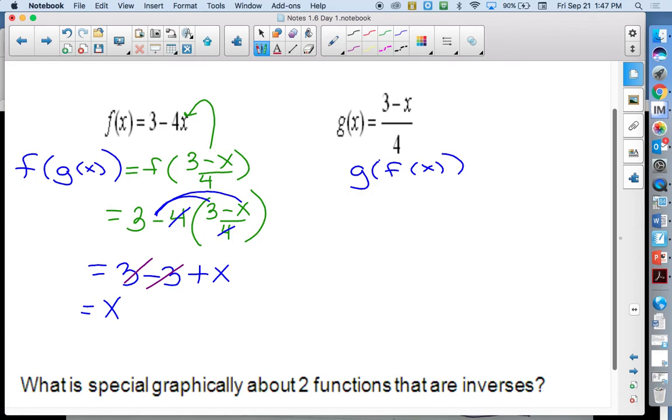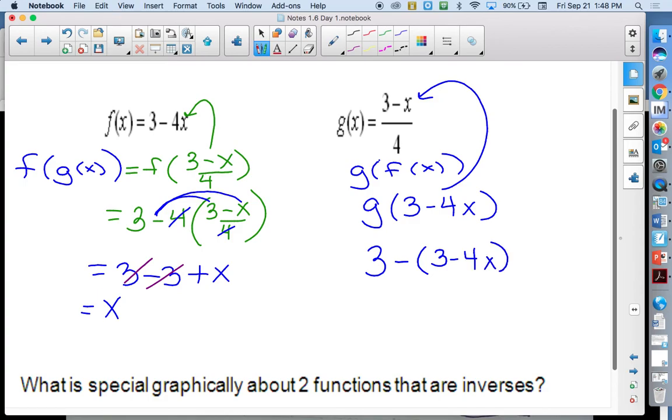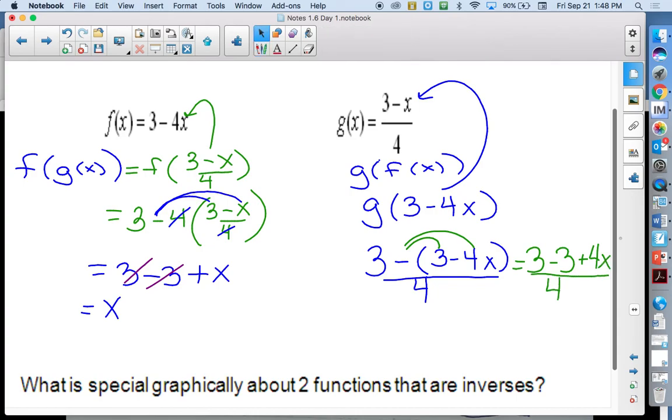So looking the opposite way, we're taking the 3 minus 4x, plugging it in for x in the g function. Don't forget parentheses when there's a minus sign. So distribute the negative through, do some canceling. 3 minus 3 is 0. 4x divided by 4, the 4's cancel. And again, we're left with x.